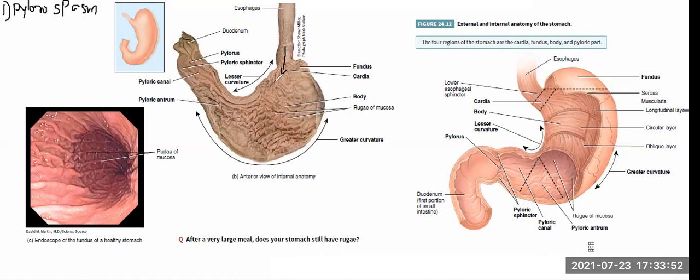Then the other condition you have is pyloric stenosis. In pyloric stenosis, the pyloric sphincter is narrowed down. Pyloric stenosis is a narrowing of the pyloric sphincter. This is a different condition than pylorospasm. Here, the opening will become narrow, which again makes problems for the infant to pass milk from the stomach into the duodenum.